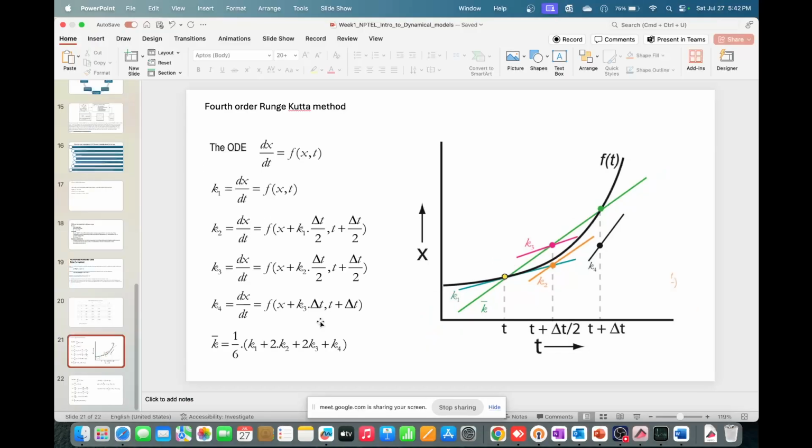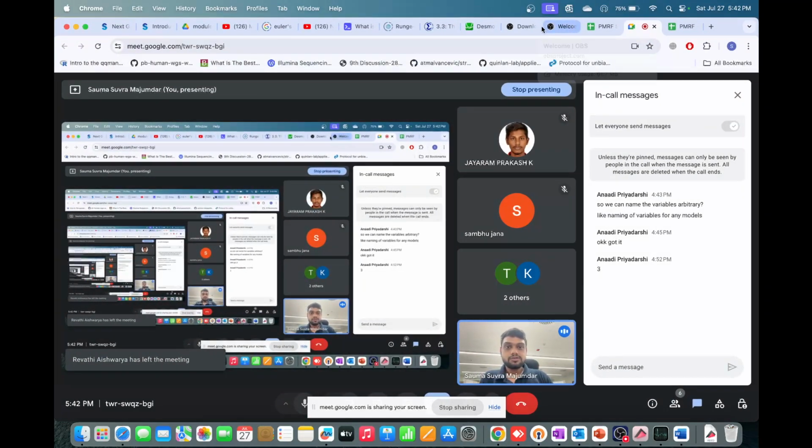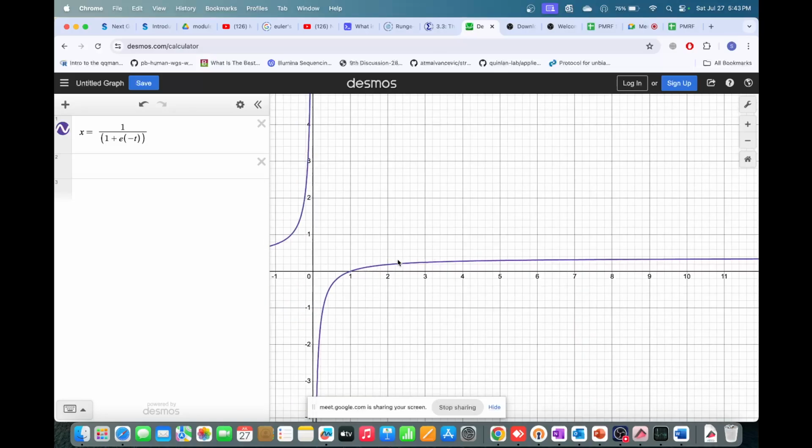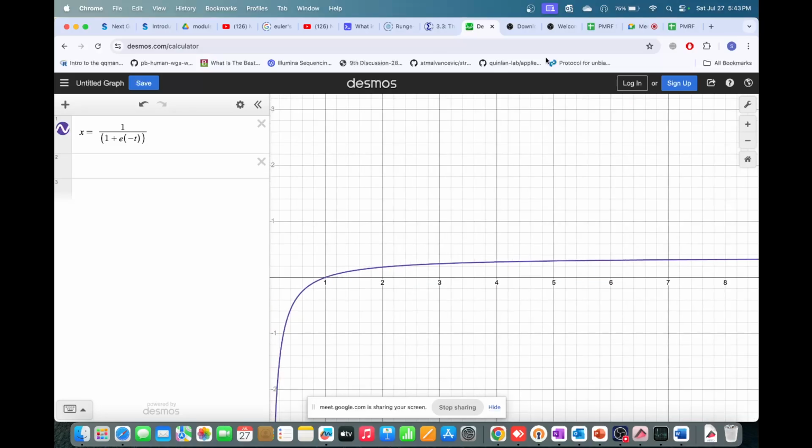Yeah. So Sir has also asked me to tell it to you. If you are not familiar with something like this, this is what is known as the Desmos plotter.